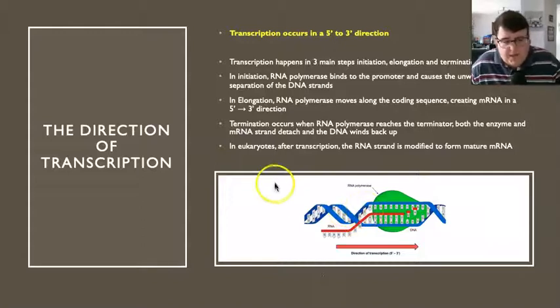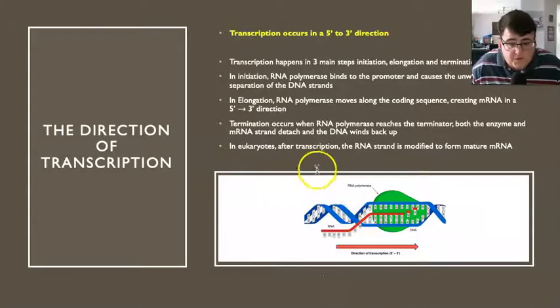In eukaryotic cells, like I said, that's what we're focusing on in this PowerPoint. The RNA strand will then go through a whole lot of modification processes to form mature mRNA, but we'll look at that in another video.